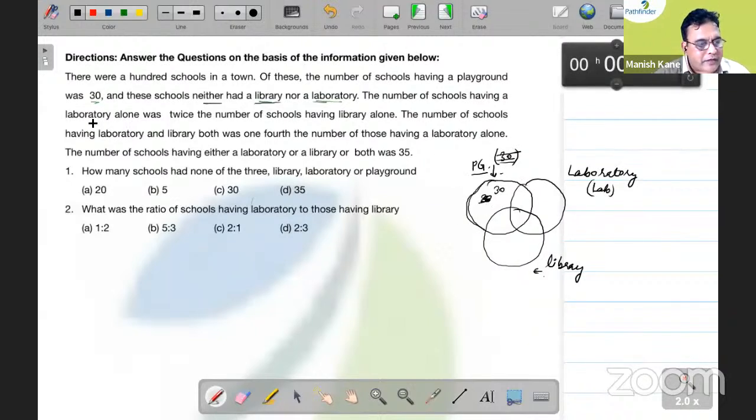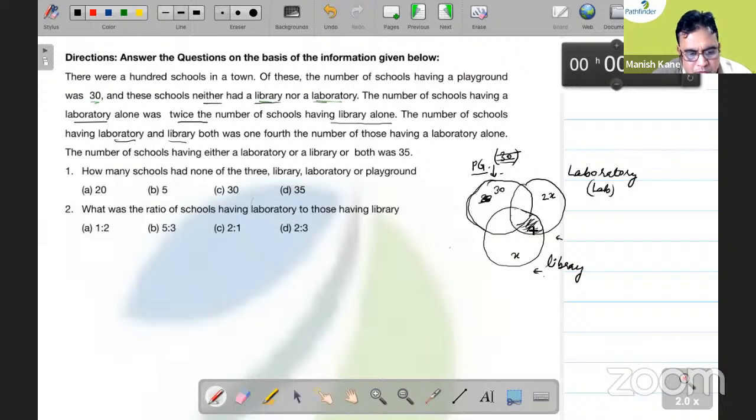Then the number of schools having a laboratory alone was twice the number of schools having a library alone. So let's say library alone is X schools. So laboratory alone must be 2X schools because it's given there. And the number of schools having laboratory and library, so this whole shaded portion. Actually, there is nothing common in the three. There is nothing common here because no school has all the three, because the schools with playground have only playground.